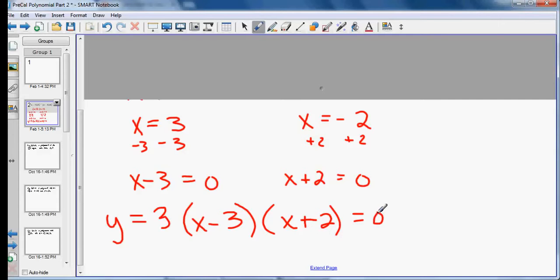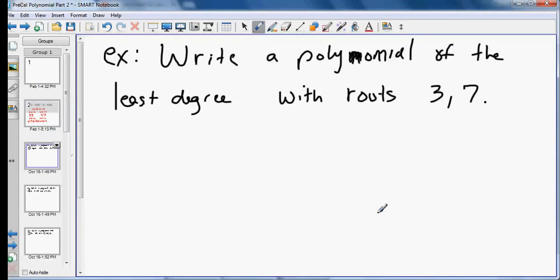So let me show you some more examples of how we're going to do this. Write a polynomial of the least degree with roots 3 and 7. With least degree means we're not going to add on other parts that we don't need to. We're not going to add other possible roots that aren't listed. We're just going to use these two.